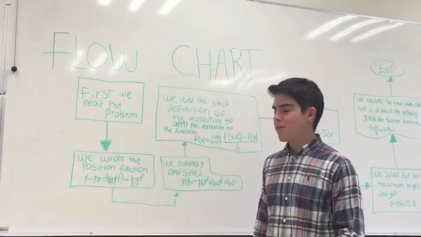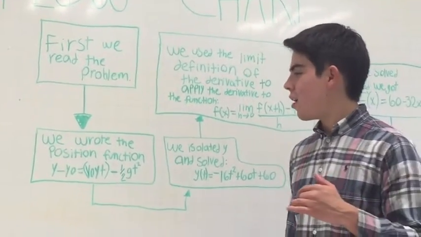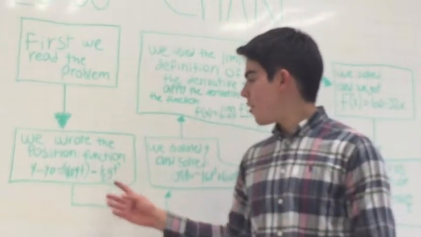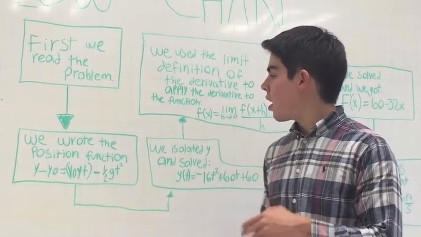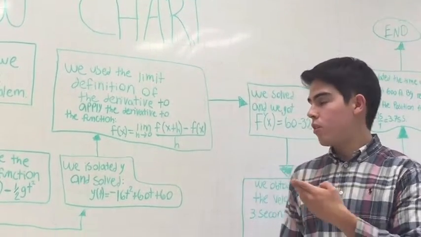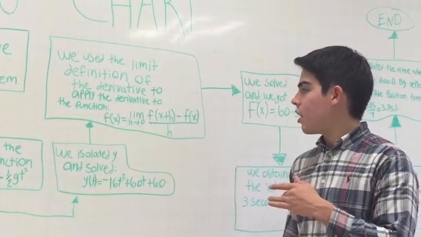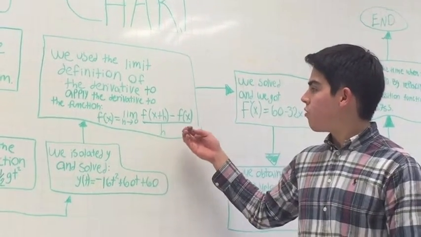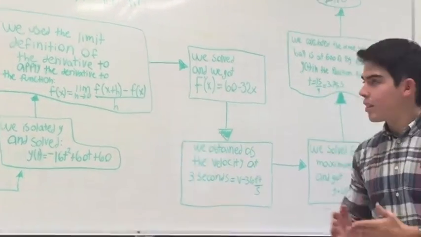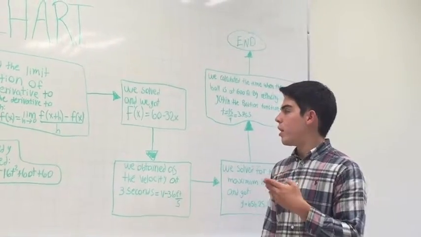Well, first, to solve the problem, we read it, and then we wrote the position function, which gave us y minus initial height equals initial velocity in the y-axis times time minus 1/2 of the gravity times time squared. Then we used the limit definition of the derivative to apply the derivative to the function, which was f of x equals the limit as h approaches 0 of f of x plus h minus f of x, all divided by h. Then we solved the problem, and we got f of x equals 60 minus 32x.